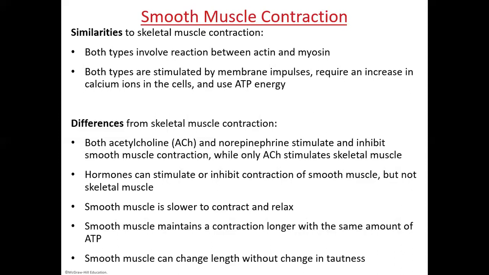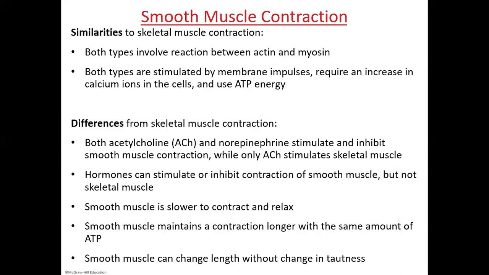So skeletal muscle doesn't have that inhibition, the stopping of the contraction. Skeletal muscle contractions only stop through the action of acetylcholinesterase, the enzyme that breaks down acetylcholine. So either acetylcholine is present or it's not present.